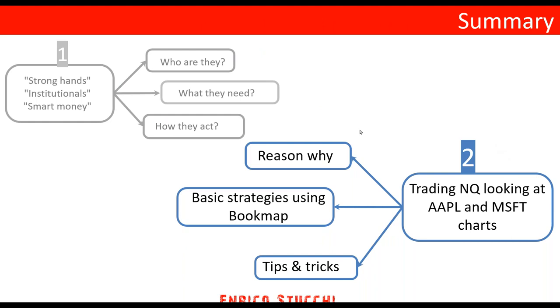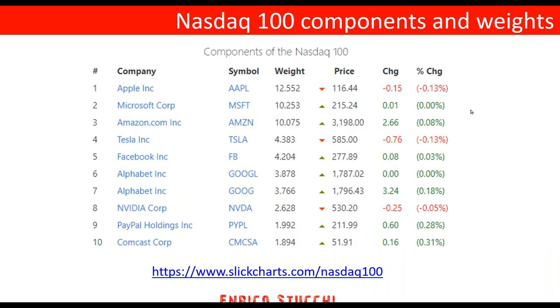Today we are speaking about my strategies for trading Nasdaq futures by looking at Apple and Microsoft charts. I will explain the reason why, basic strategies using Bookmap, and some tips and tricks. Reason why, this is the first one. Look at the Nasdaq 100 components and their weights. Apple weighs 12% of Nasdaq, Microsoft 10%, Amazon 10%. So the first two or three shares account for 32% of the Nasdaq 100 index.